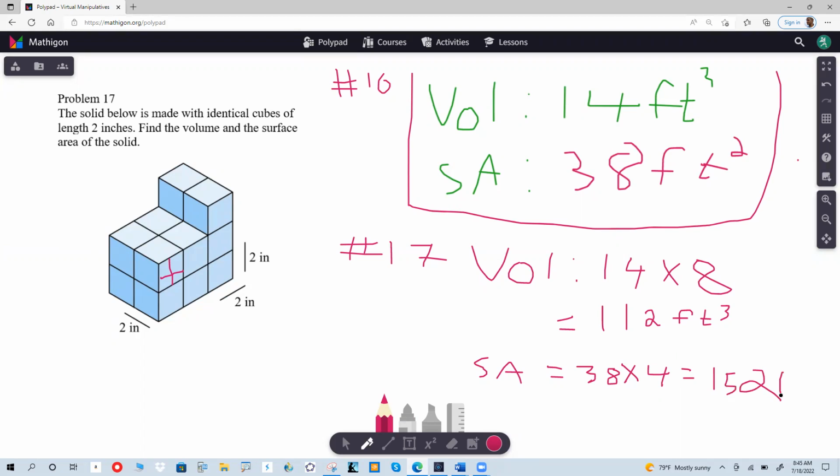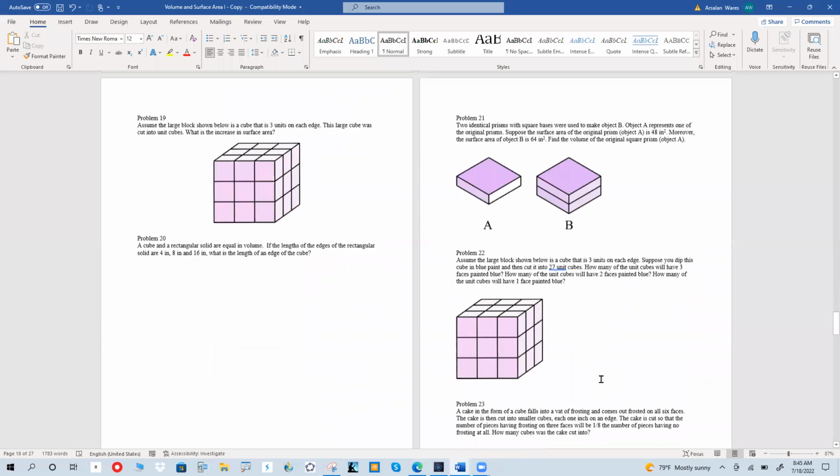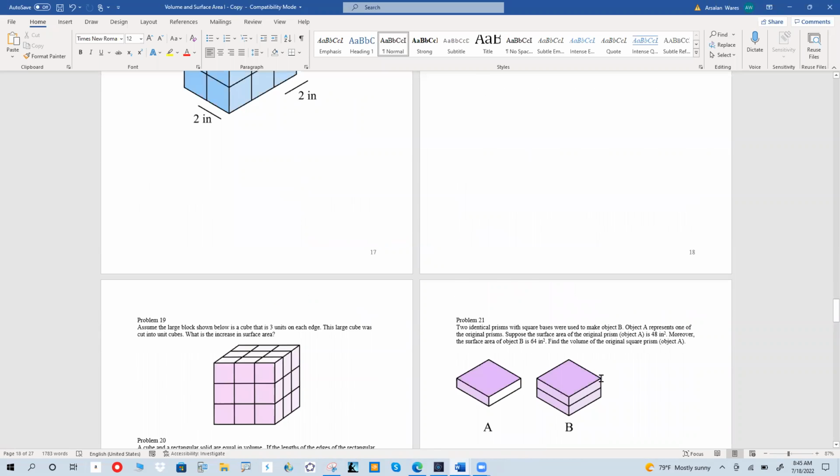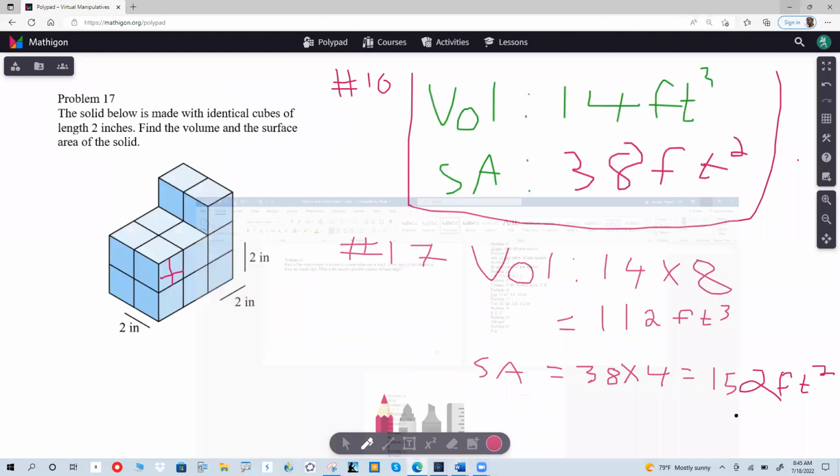I will double check. If I'm wrong, we'll catch and fix. Let me see. 4 times 38 is, that sounds about right. And let's go check our answer. And then I'm going to give you a little recap of what we did, okay? 112 and 152 is what we got. Yeah, that's about right. It's actually correct.